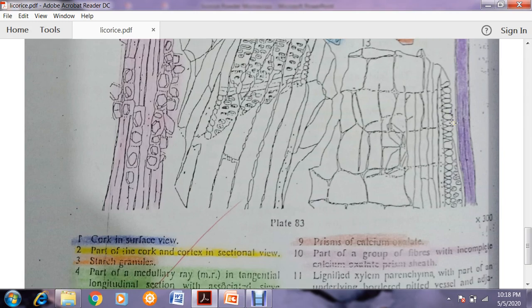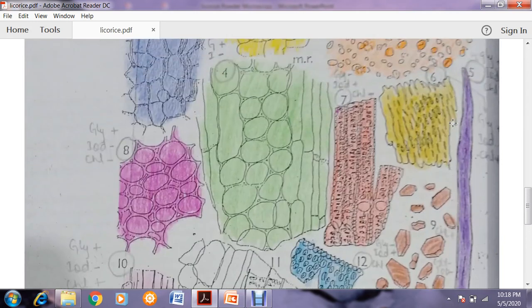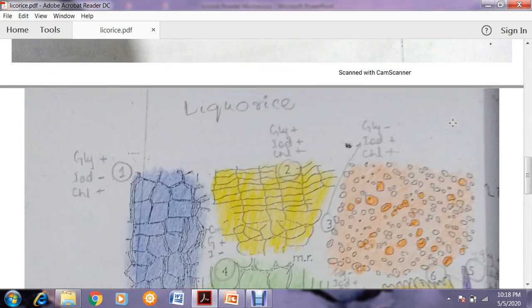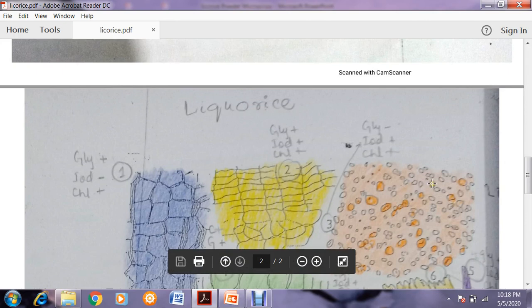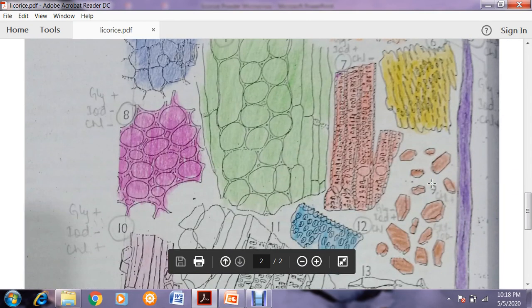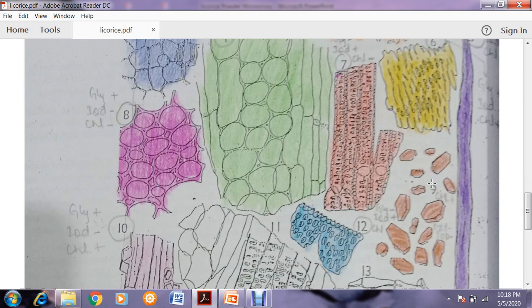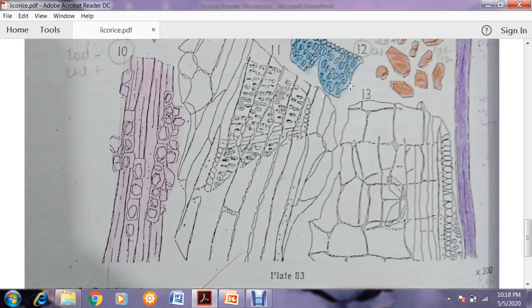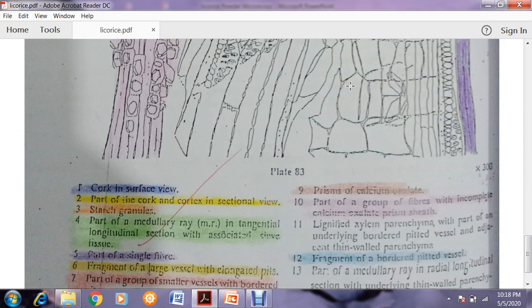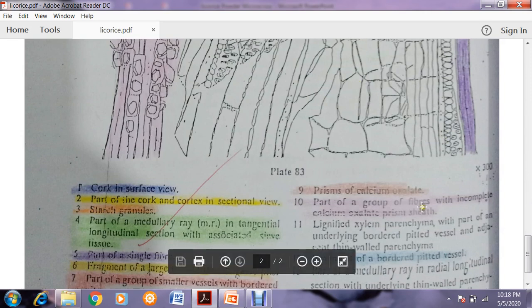So these are the main diagnostic features of the Glycyrrhiza glabra or licorice, having cork, cortex, starch granule, calcium oxalate, pitted vessels, collenchyma, and fiber and medullary rays. So these all are the diagnostic features with the help of which we can identify the sample of the licorice or Glycyrrhiza glabra.